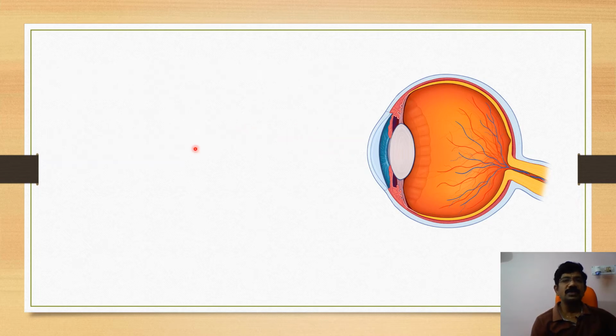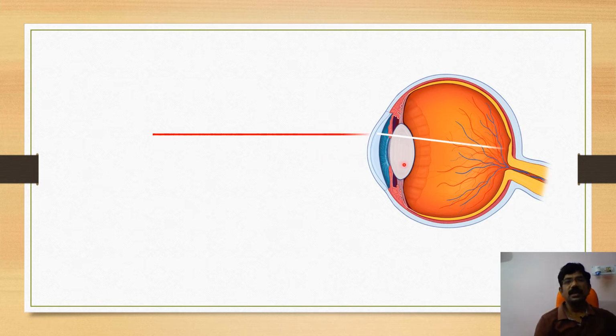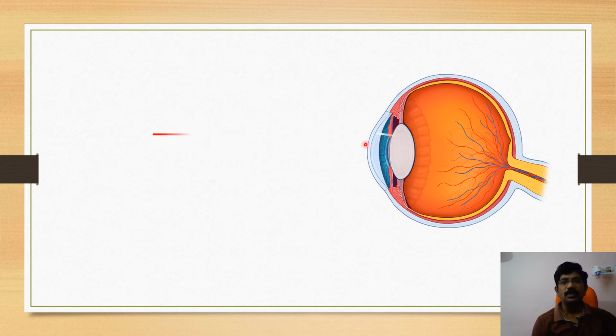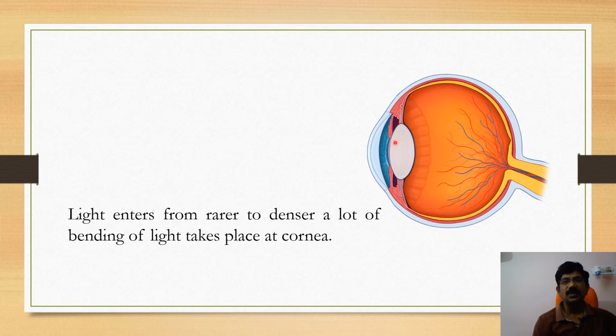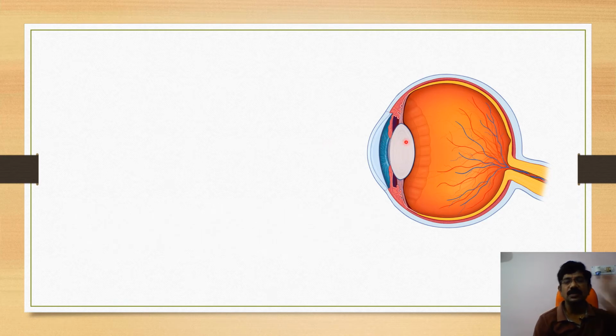The main function of the cornea is to refract the light, and it serves as the protective layer. Next, the refractive index of cornea is nearly 1.372. As the light enters from rarer to denser medium, a lot of bending of the light takes place. Light is traveling from air to cornea. The refractive index of air is 1, whereas the refractive index of cornea is 1.372. So there is a bending of the light at the cornea.